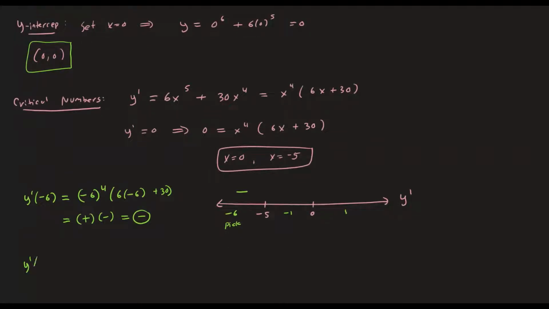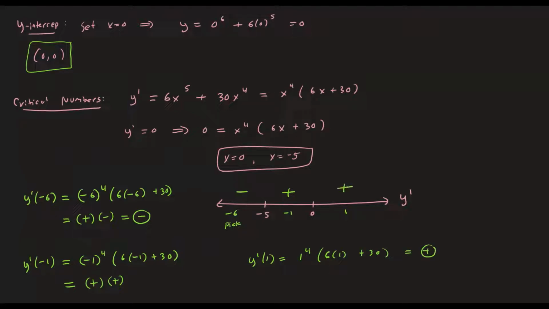So for y prime at negative 1, we're going to get negative 1 to the 4th, and then 6 times negative 1 plus 30. Again, you estimate. The first parentheses will always give you positive because it's an even power. The second parenthesis, in this case, is also positive. So the product is positive. And the last one, if I plug in 1, we get 1 to the 4th times (6 times 1 plus 30), and of course, all of this is positive. So you know that negative means you're decreasing, positive means you're increasing. So let's go ahead and write those out.